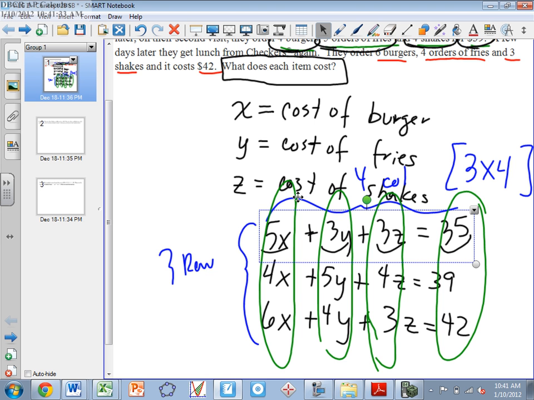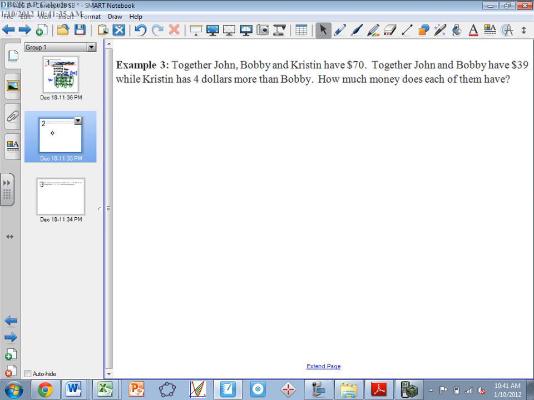Okay? Let's go on to a second one now. Again, this method can be solved by hand. I'm showing you guys a way to do it with a calculator. It's a little bit easier. But you have to use your calculator to do it.